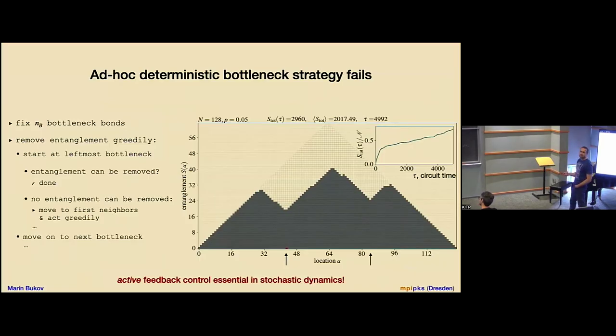Of course, you can say, oh, fine, but maybe I shouldn't just look at the neighbors. Maybe I can go to the next nearest neighbors, and so on. So the statement here is that these active feedback control agents are actually useful because you don't need to specify the locality, right, of where they act. In some sense, they get to learn how to respond to perturbations that occur in the stochastic dynamics.